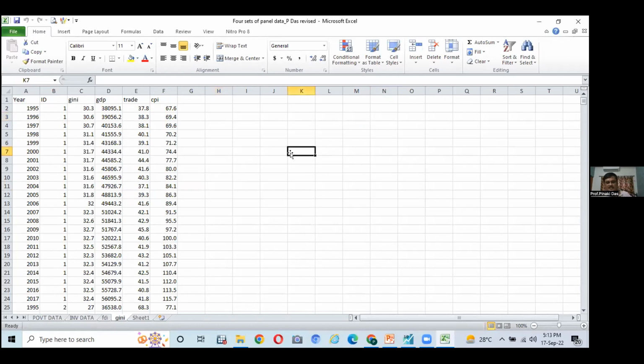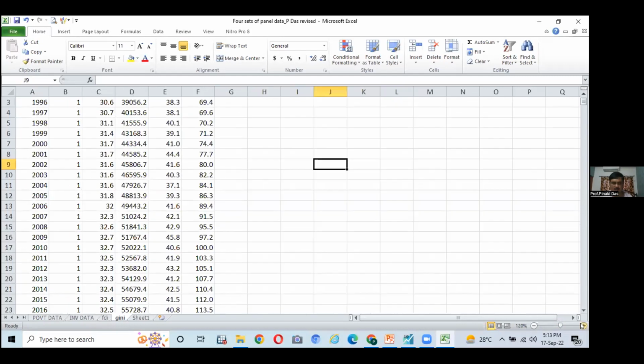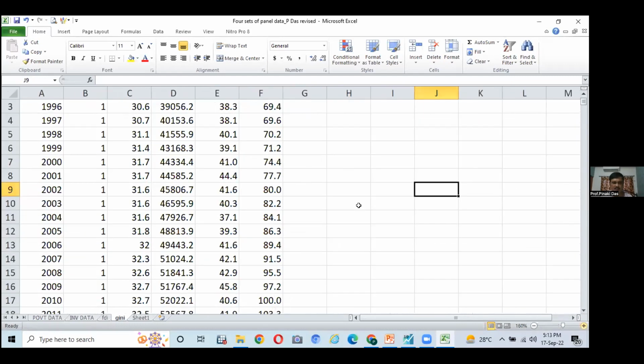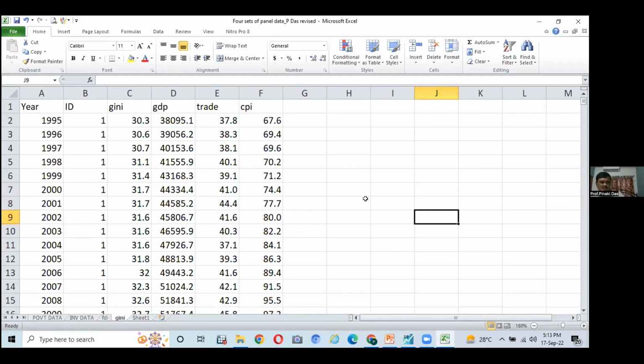Now I am asking you a question. Suppose this is a particular data set, my original data set in an MS Excel sheet. The data set is visible in the MS Excel sheet, yes or no?